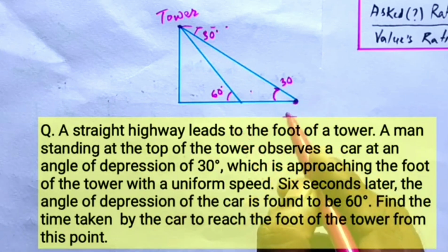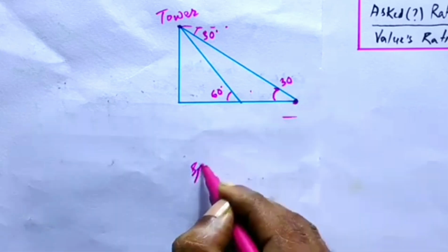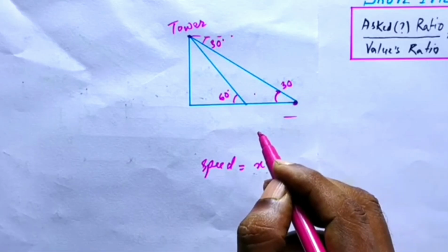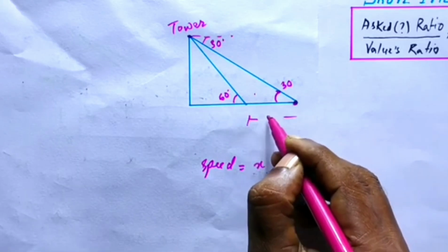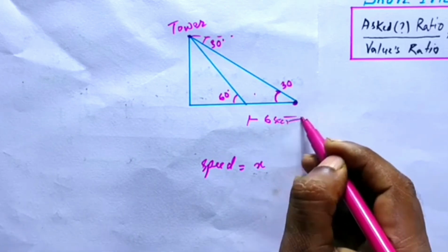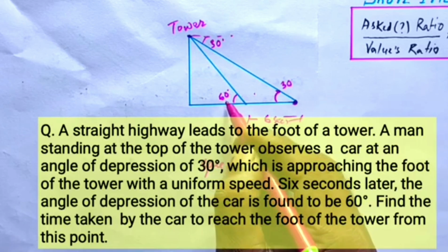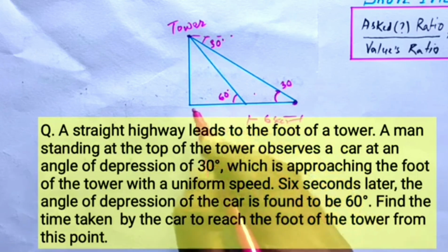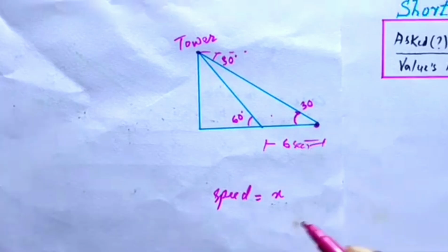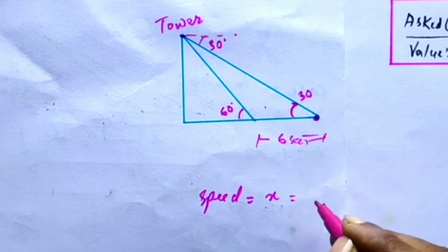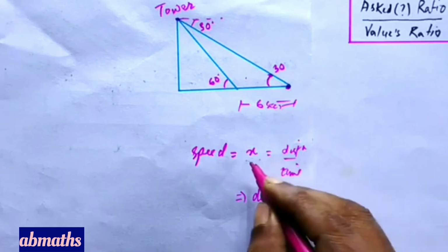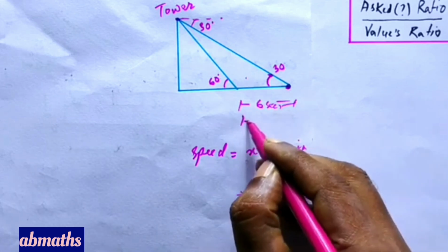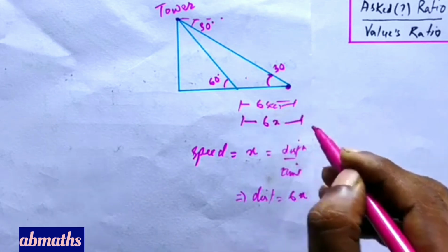The car moves towards the tower with uniform speed. Let us take the uniform speed as x. 6 seconds later, the angle of depression of the car is found to be 60 degree. After 6 seconds, it takes from here to here, and the angle of depression becomes 60 degree. Find the time taken by the car to reach the foot of the tower from this point. Now, speed x is equal to distance by time. Time is 6 seconds, so we have 6x. From here to here we have 6x distance.